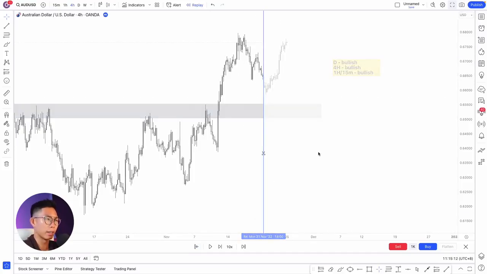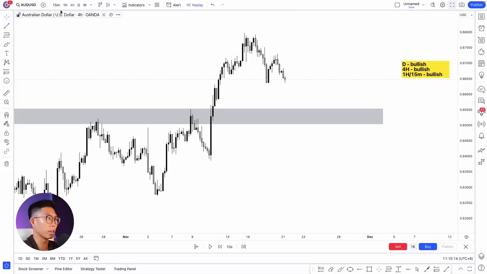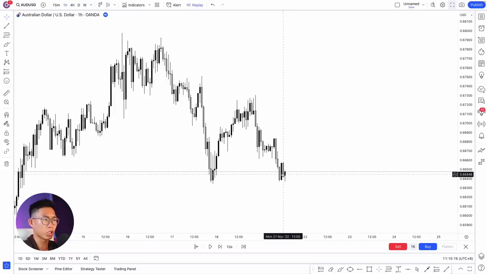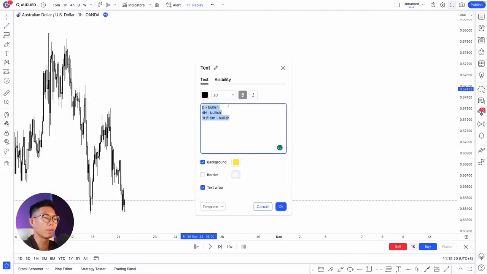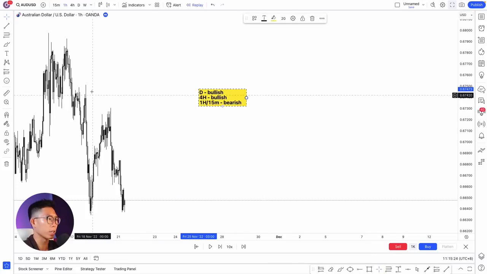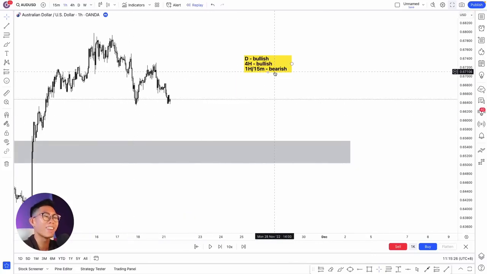If price is like this right now, you can see right now it's like this, right? And if you go down to the 1 hour time frame, oh, it's actually bearish, right? In this case, it kind of goes against our principle of having all the time frames to be aligned. So in this case, the 1 hour is actually bearish. In this case, you still cannot enter for a buy yet. You guys must be patient.